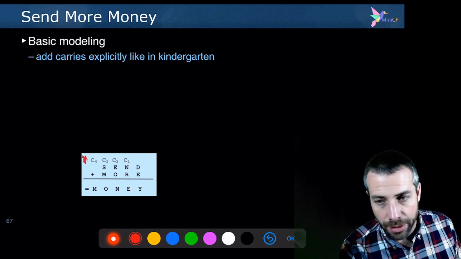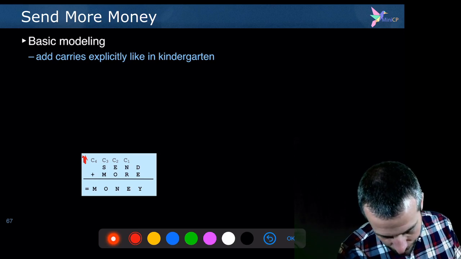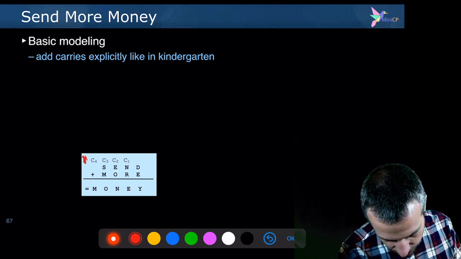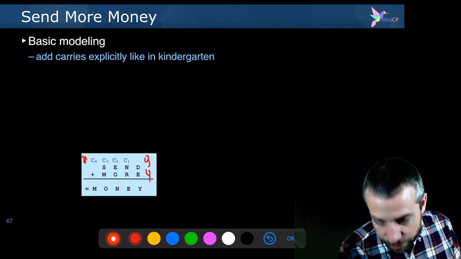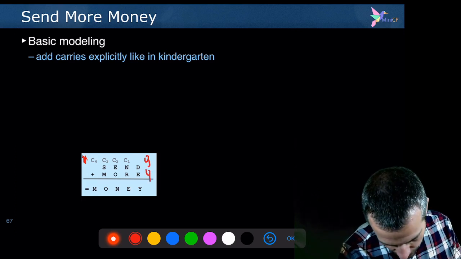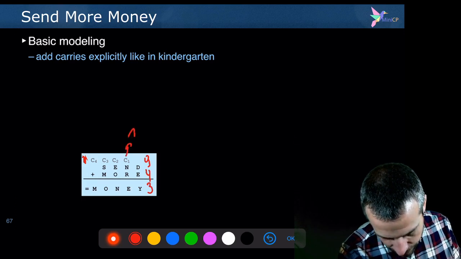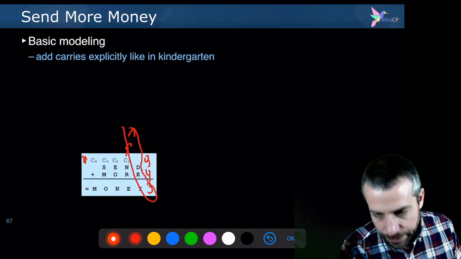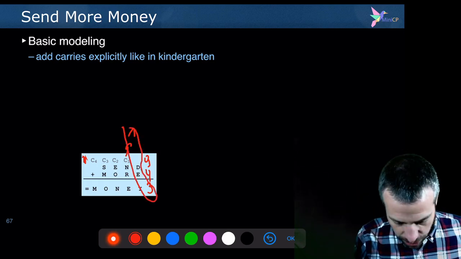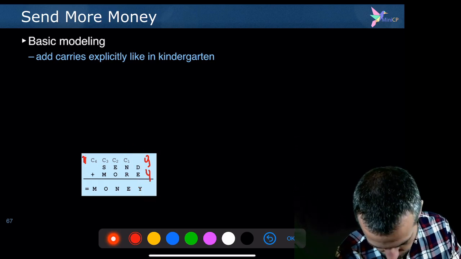Okay, it's really like you did when you were a child and made additions, because you may have a carry. For instance, if you have 9 plus 4, it means 13, and so you will have 3 here and the carry will be 1, to represent the 13 here, and so on. So this is really a traditional addition as you did when you were a child.